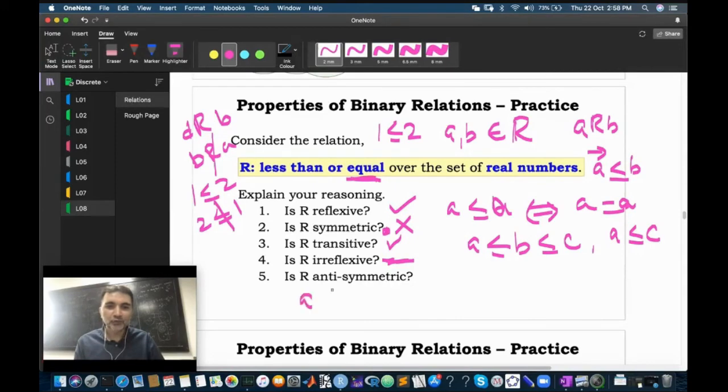So all I need to say is that if A is less than or equal to B and B is less than or equal to A, then this should imply that A is equal to B, which is true, right? If you have two numbers, one is less than or equal to the second, and the second is less than or equal to the first, they must actually be equal. They are not less than or equal to each other, right? So they are actually antisymmetric. All right, is everyone happy?